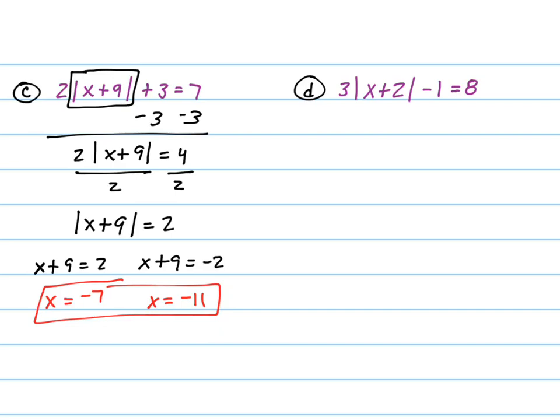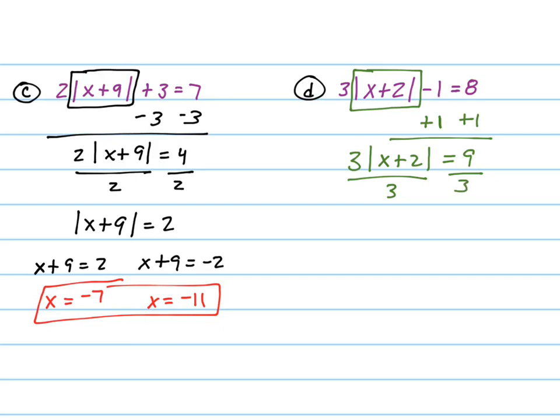So just like the previous example, we want to get this part all alone. So to start with, I'm going to move the 1 by adding it to the other side. So 3, absolute value of x plus 2 equals 9. Divide by 3. We'll have the absolute value of x plus 2 equals 3. Now I can separate. So x plus 2 equals 3, x plus 2 equals negative 3. Now I just want to solve. So I subtract 2, x equals 1, subtract 2, x equals negative 5.